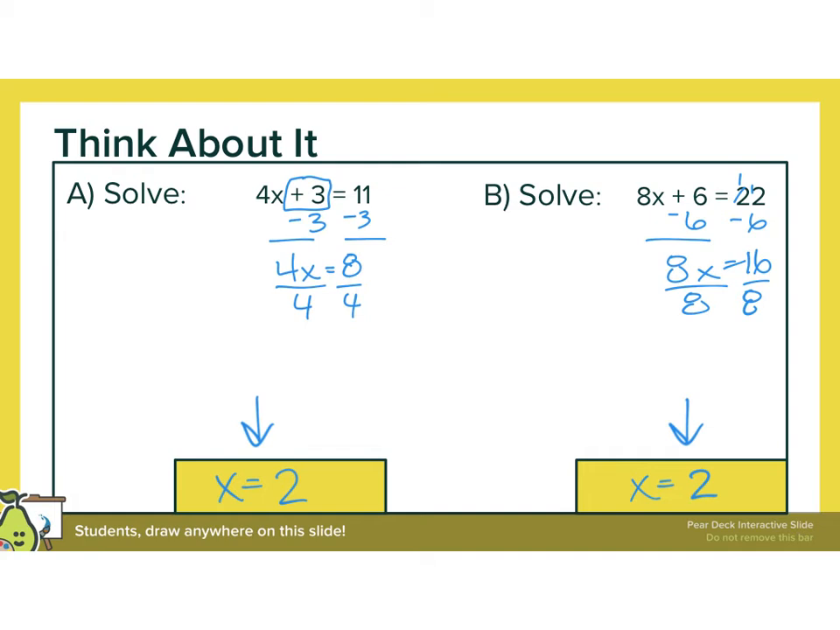I had 4x and 8x. Those aren't the same, but they're close. And then I have 3 and 6. So what's the difference, or what's a pattern with 4x and 8x and 3 and 6? Well, to get from 4 to 8, I would multiply by 2. And to get from 3 to 6, I would multiply by 2. Then if I look at 11 and 22, it's also being multiplied by 2. So the whole equation got multiplied by 2.